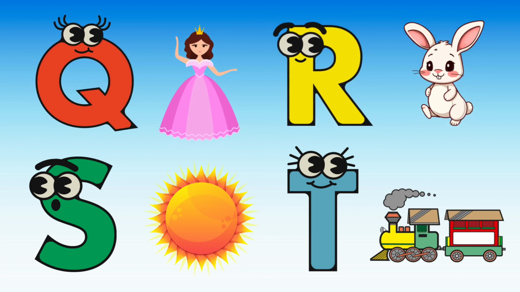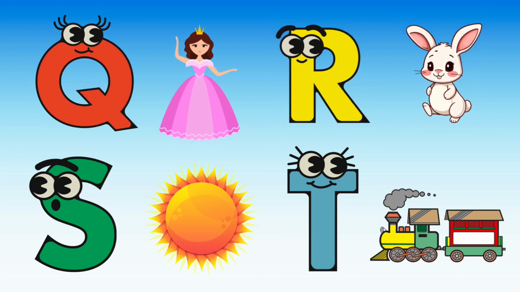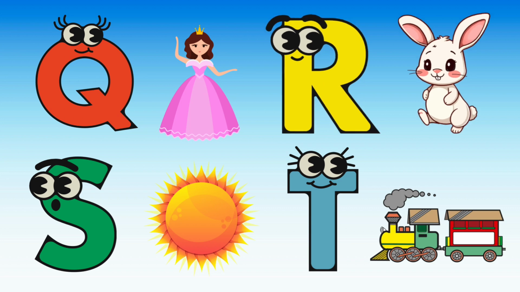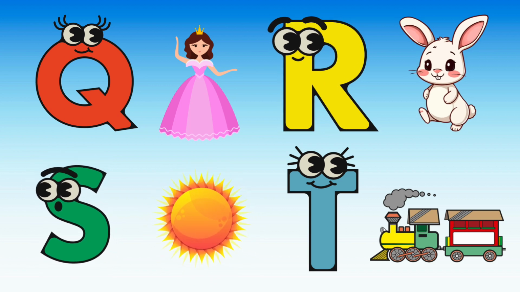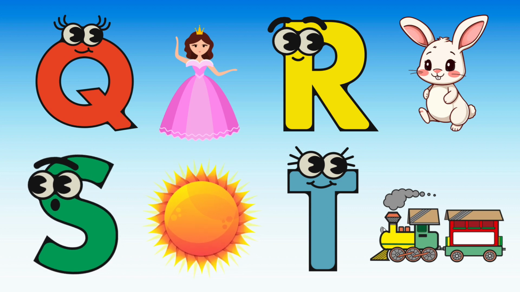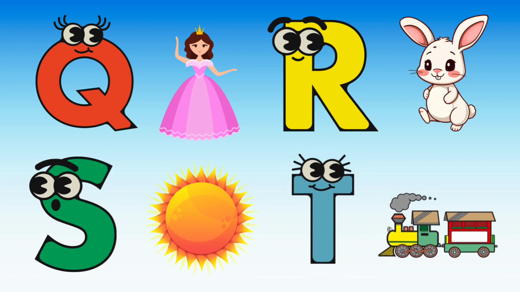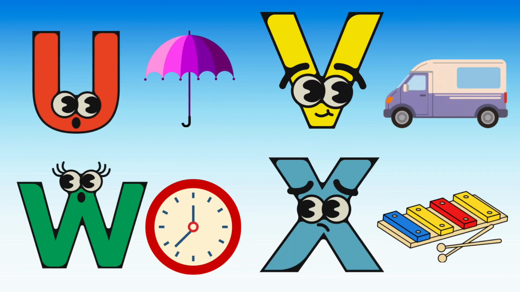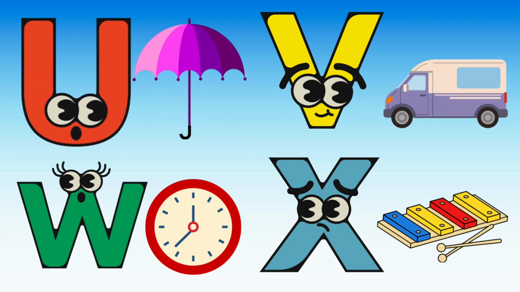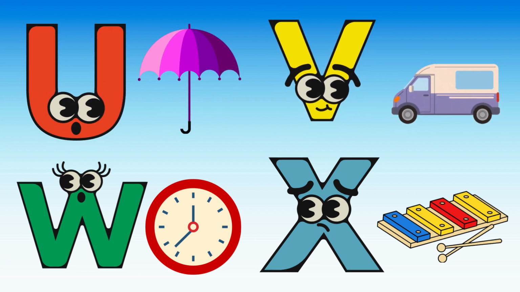R is for rabbit. Rabbit can hop. S is for sun. Sun gives us light. T is for train. Train runs on tracks. U is for umbrella. Umbrella keeps us dry. V is for van. Van is a vehicle.